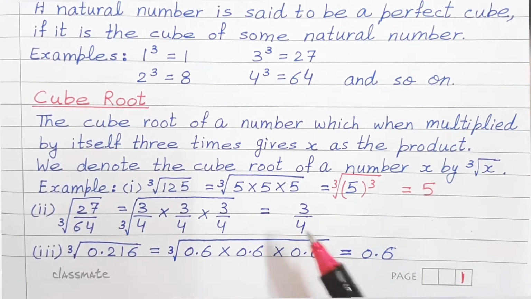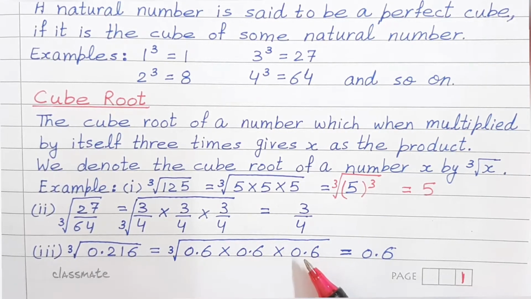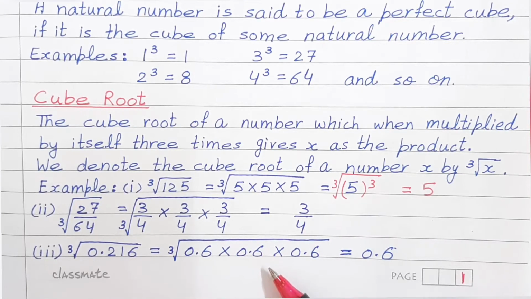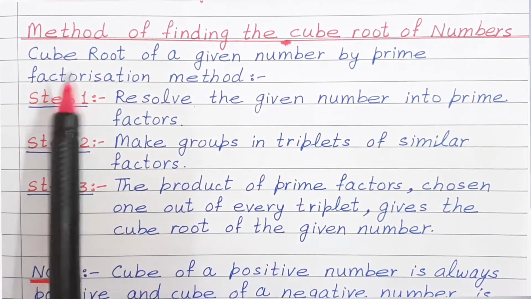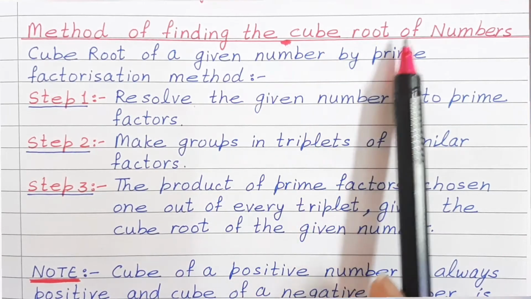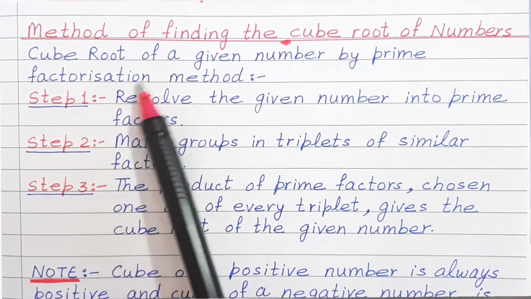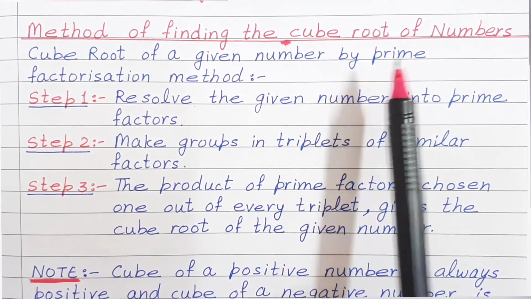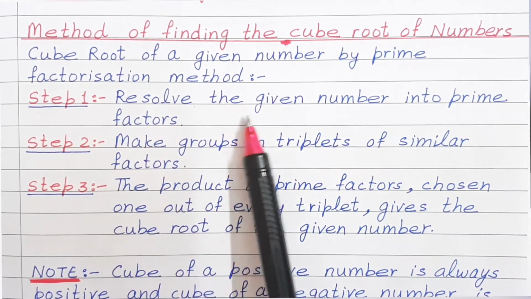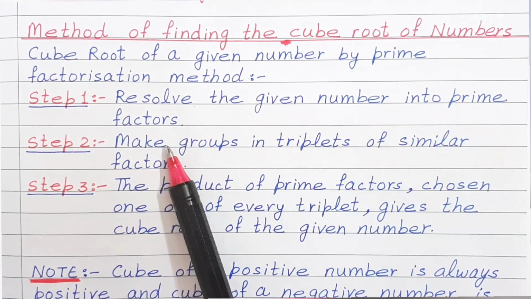Now students, in order to find the cube root of a big number, we can solve by prime factorization method. If we know the cube roots directly, we can write them, or we can go with the prime factorization method. So now let us discuss the method of finding the cube root of a number. Cube root of a given number by prime factorization method is: step 1, resolve the given number into prime factors.